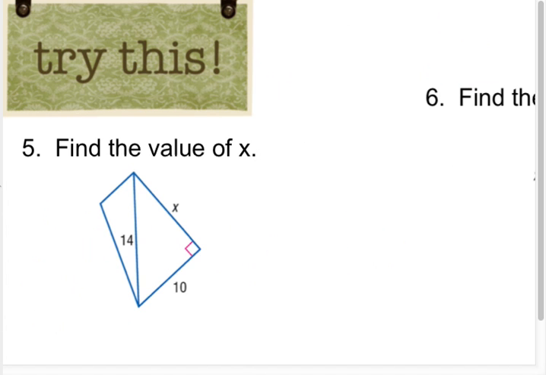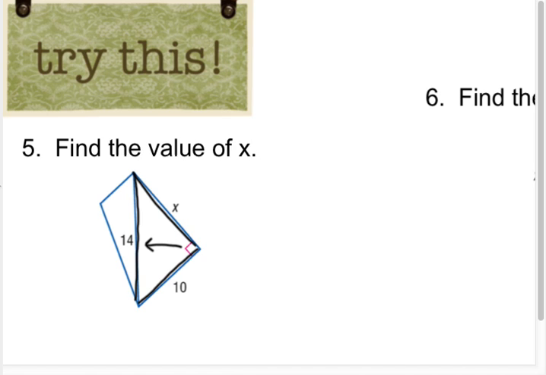So here's some examples that we're going to go ahead and work through. Number 5, find the value of x. It gets a little confusing because there's two triangles in here. But if you look, I have my hypotenuse because it's across from my right angle. I have a leg because it's 10, and then I have another leg because it's x.